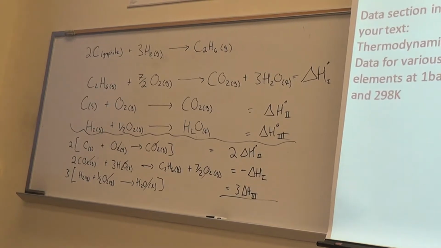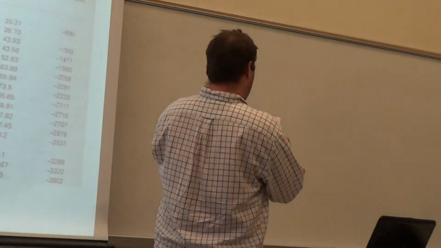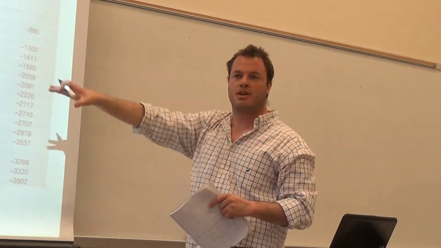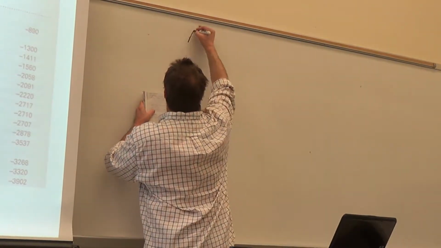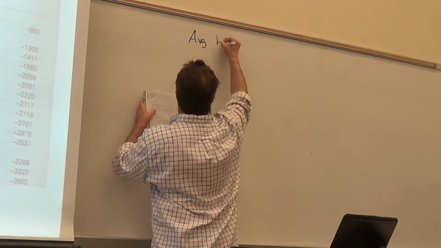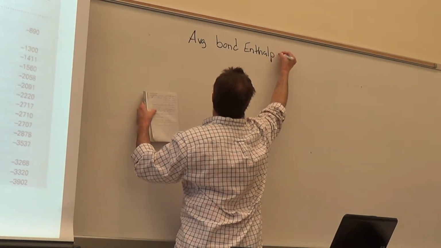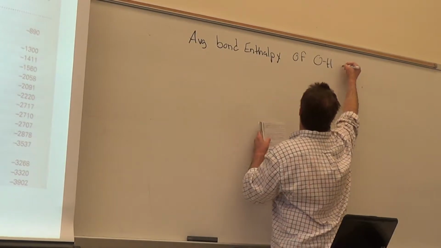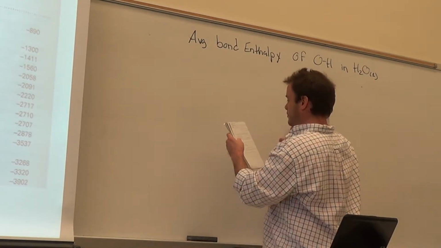All right, so real quick piece of work for you guys. I'm going to ask you to do something. What we're talking about here is Hess's law. In your book, this whole thing we just discussed is referred to as Hess's law. I want you to calculate the average bond enthalpy of OH in H2O liquid.